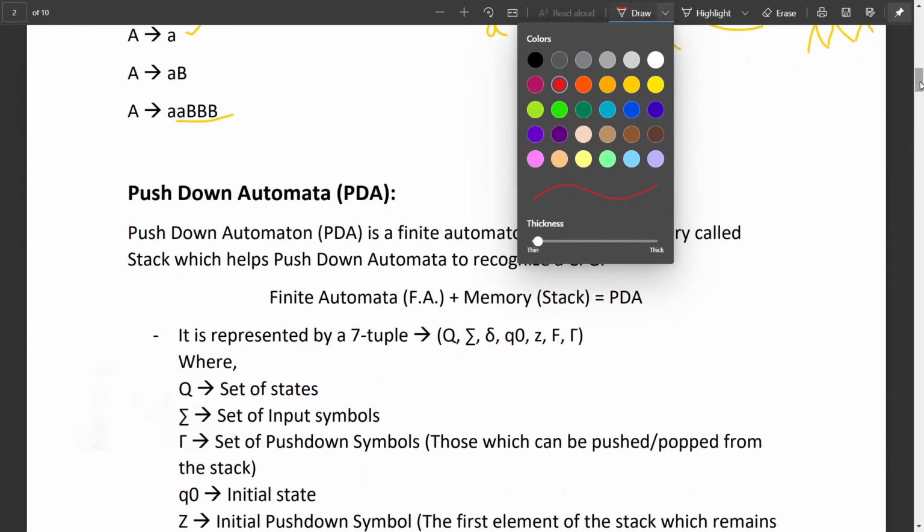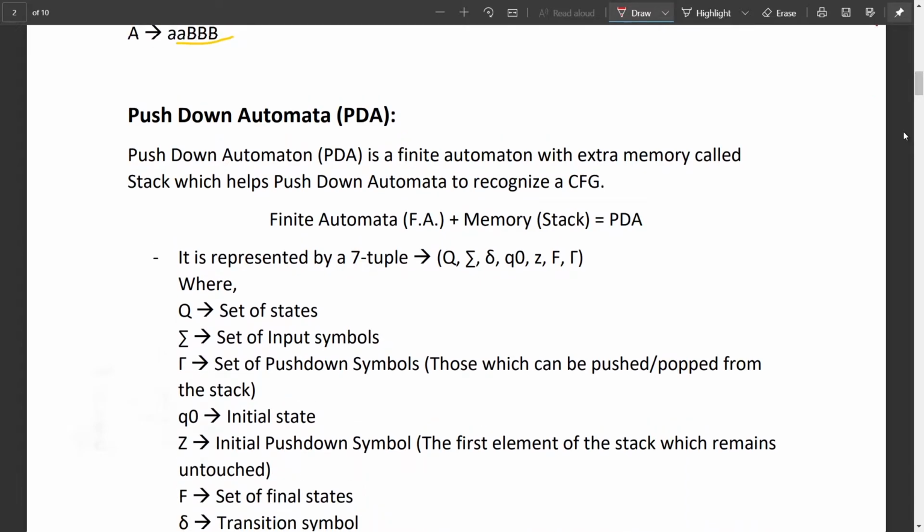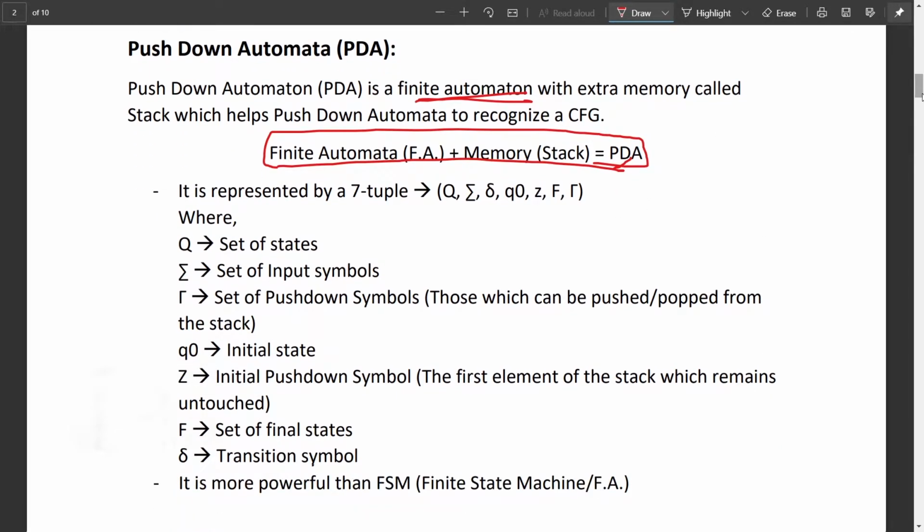Moving on, what is a push down automata? A push down automata is simply a finite automaton. What is a finite automata? The automaton which accepts the regular language, the type 3 language. So a finite automata plus some memory is called a push down automata. We know that we cannot accept strings or languages that require memory in a finite automata, but we can do so in a push down automata.